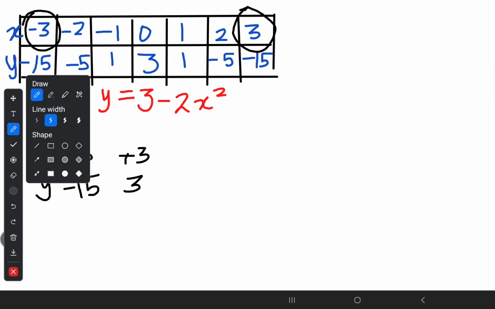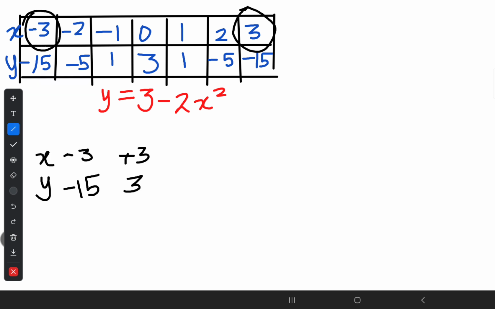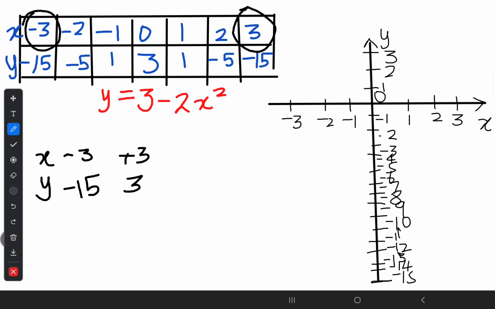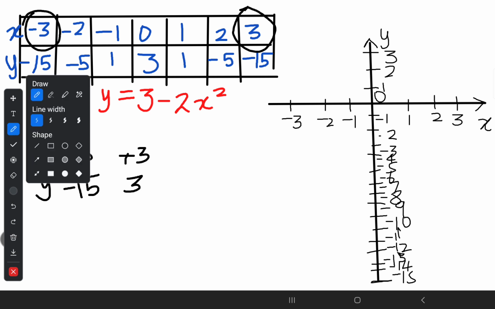First, in the x-axis, we need negative 3 to positive 3. So it's enough like this. In the y-axis, we just need from negative 15 to positive 3. That means in the positive y region, we need only a few values, but in the negative region, we need many values. Accordingly, our skeleton is ready. Now let's mark our points.